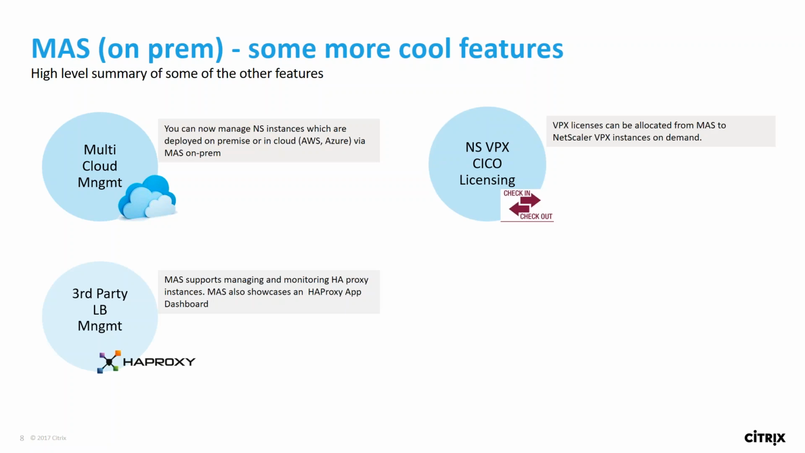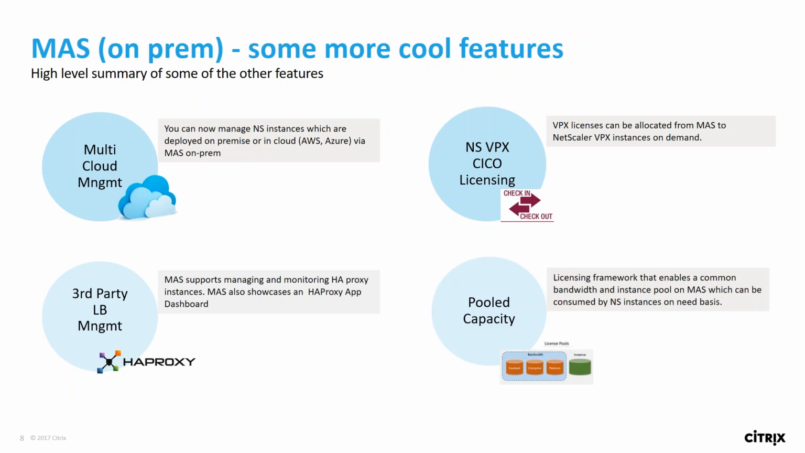We also support VPX CICO licensing, which is check-in, check-out licensing. So all your VPX licenses would be centrally located in MAS and are not node locked to NetScalers. You can check out these VPX licenses from MAS and allocate it to a certain VPX instance on demand, and then check it back to MAS when you no longer need it on that instance.